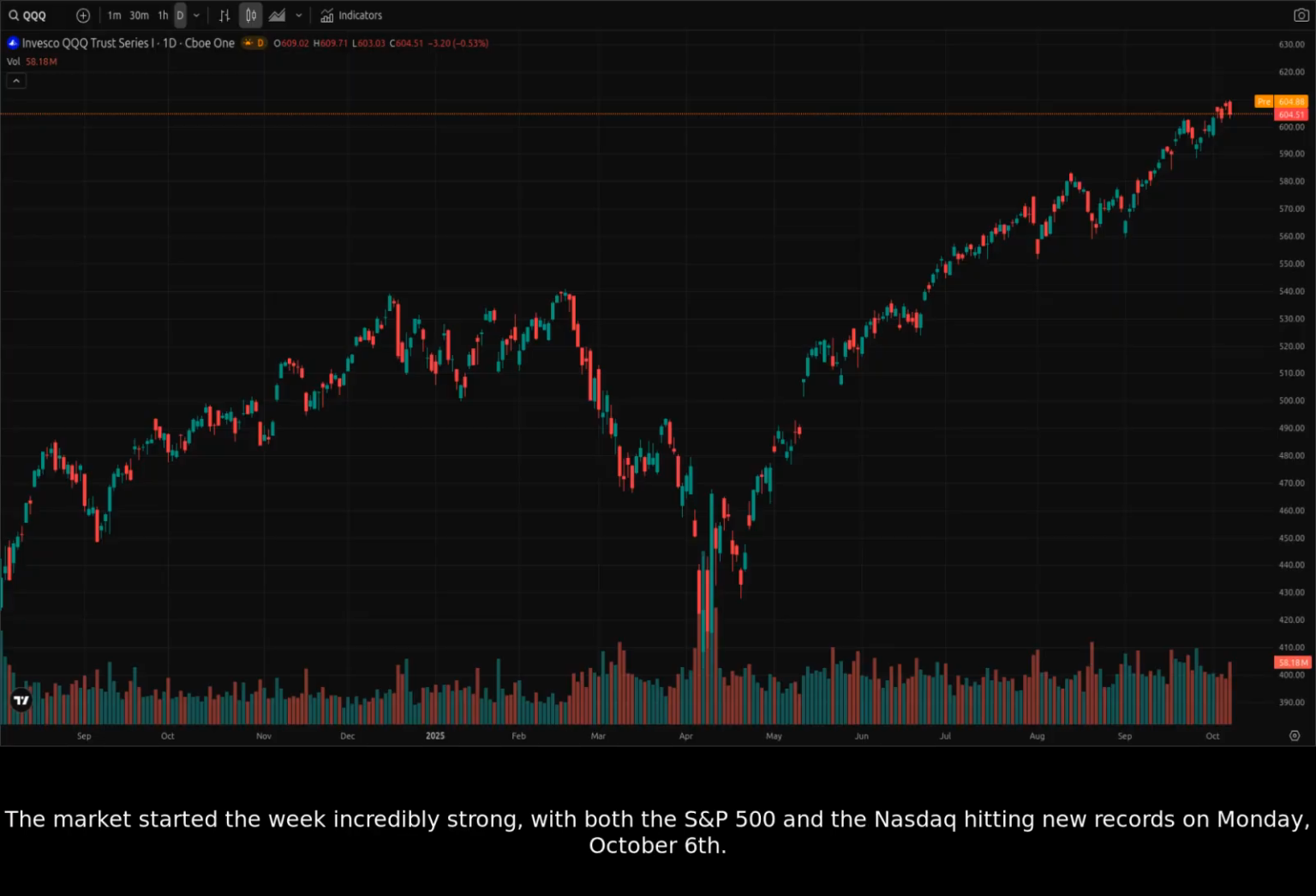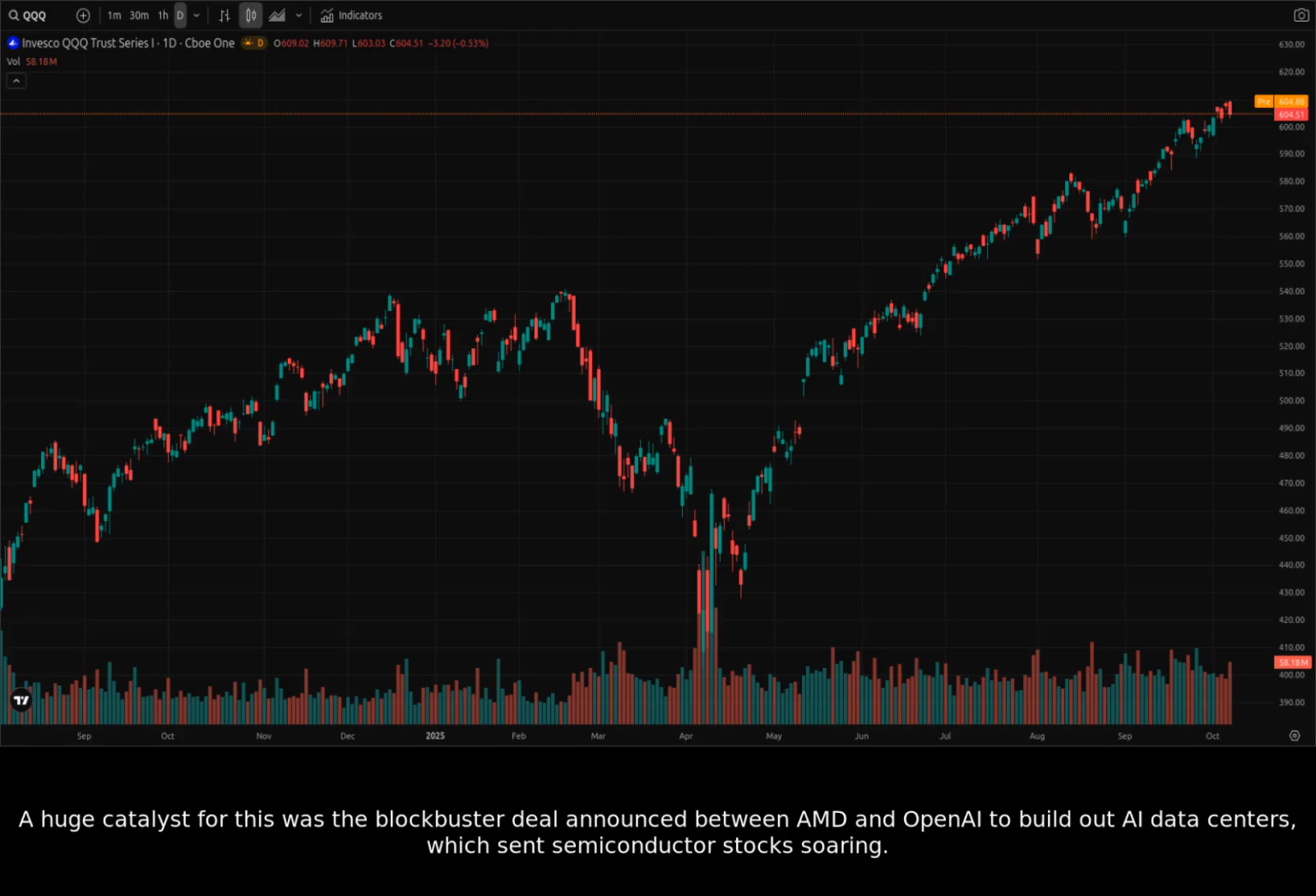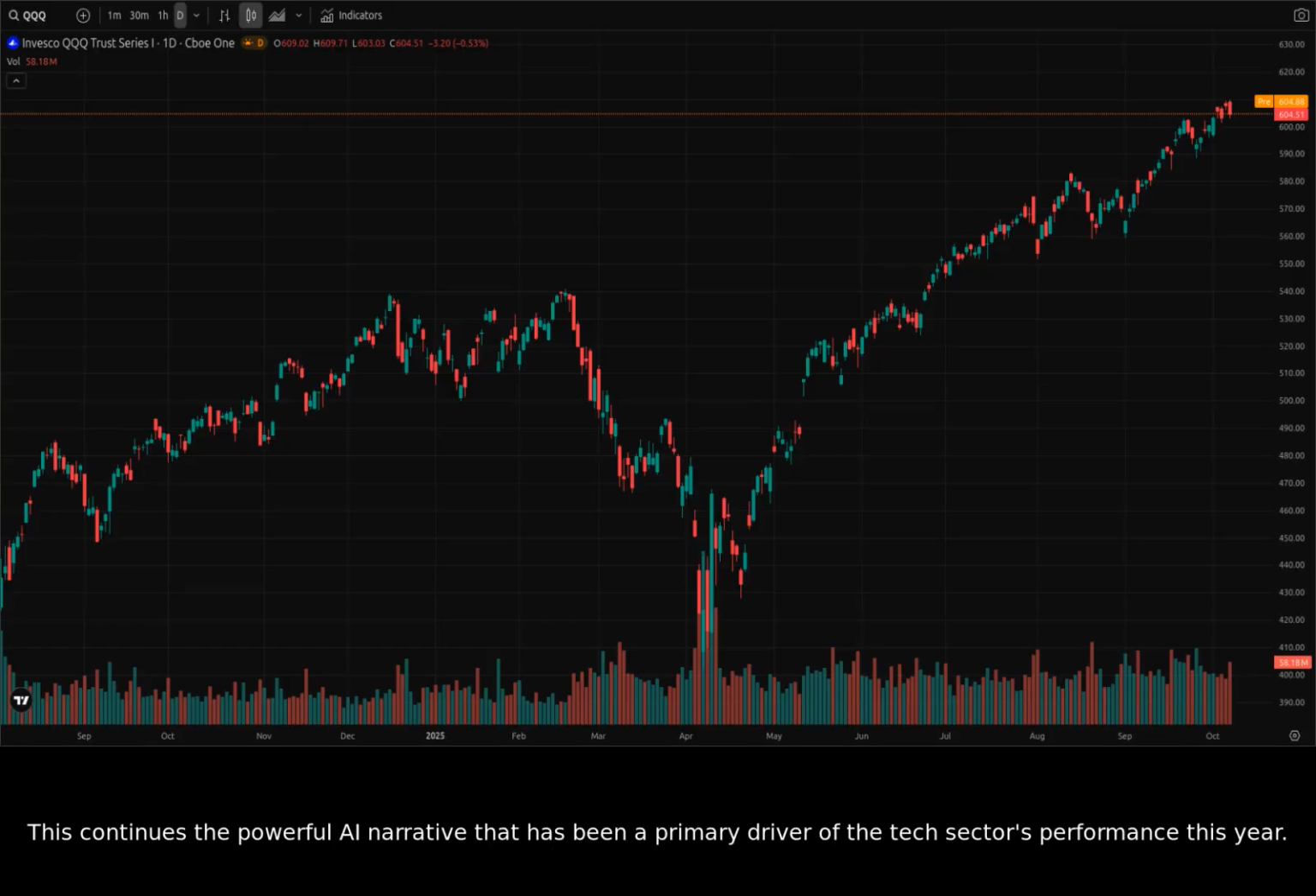The market started the week incredibly strong, with both the S&P 500 and the Nasdaq hitting new records on Monday, October 6th. A huge catalyst for this was the blockbuster deal announced between AMD and OpenAI to build out AI data centers, which sent semiconductor stocks soaring. This continues the powerful AI narrative that has been a primary driver of the tech sector's performance this year.